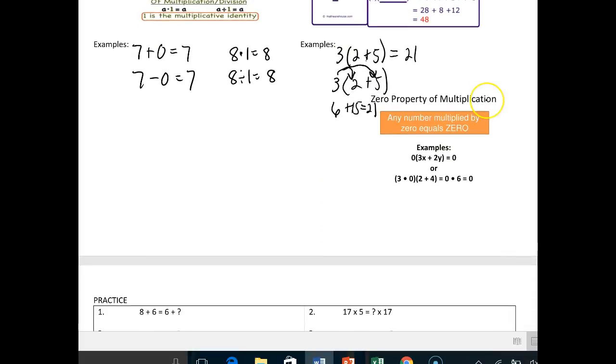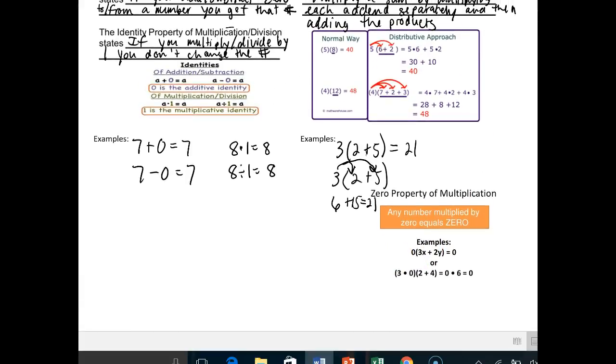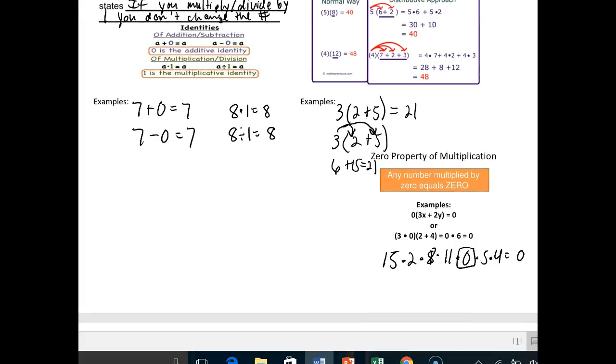And lastly, the zero product of multiplication is any number times 0 is 0, right? So don't get that confused with the identity property of multiplication. That's any number times 1 is that number, or any number divided by 1 is that number. But this one is any number times 0, 15 times 2 times 8 times 11 times 0 times 5 times 4, just 0. Zero product of multiplication right there, okay? All right, that's it for part 1.